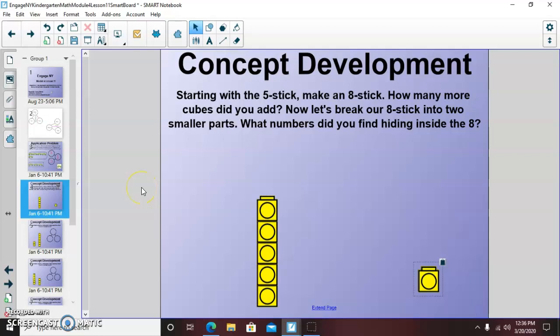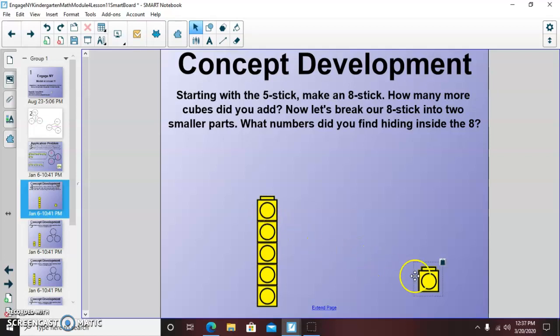Okay, so we're going to work a lot with the number 8 today and the number 7. So what they want us to do is, starting with our 5 stick, we have to make an 8 stick. So here we go. We have 1, 2, 3, 4, 5. Please go ahead and pause me and draw a 5 stick on your board. Great job. Now we are going to make it an 8 stick.